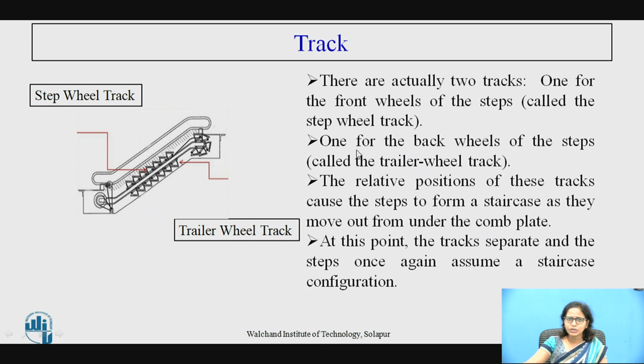One is for the back wheels of the steps, which is called the trailer wheel track, and the relative positions of these tracks cause the steps to move like a staircase as they move out from under the comb plate. At this point, the tracks separate and the steps once again assume a staircase configuration.